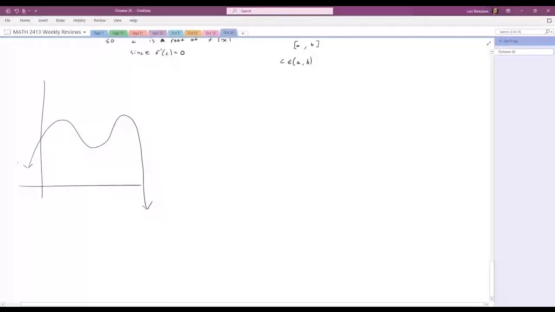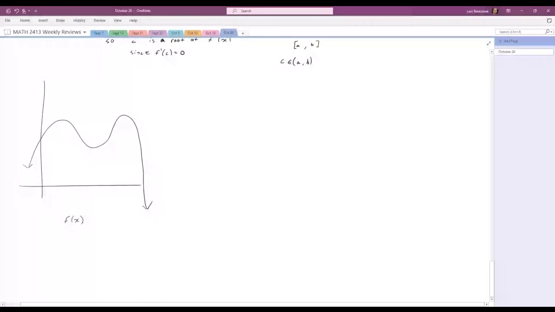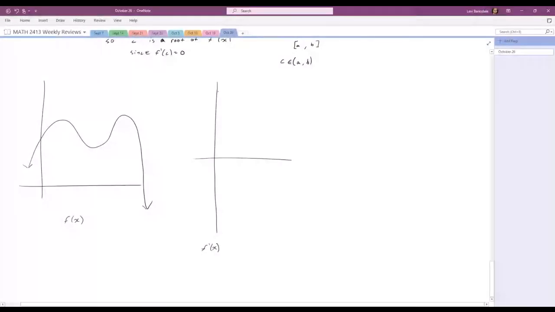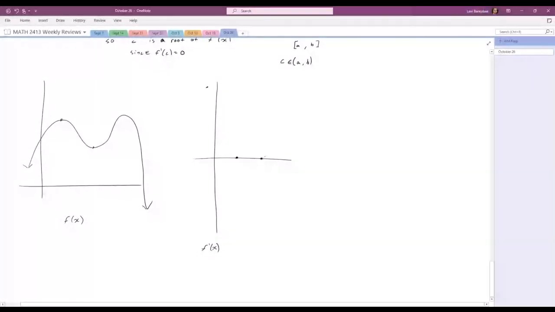Well, if we wanted to sketch its derivative, all we go off of is what its slope looks like. So we start out increasing, or in other words, we have a pretty positive slope. So we start out somewhere up here. We know we're going to hit 0 here, here, and here.